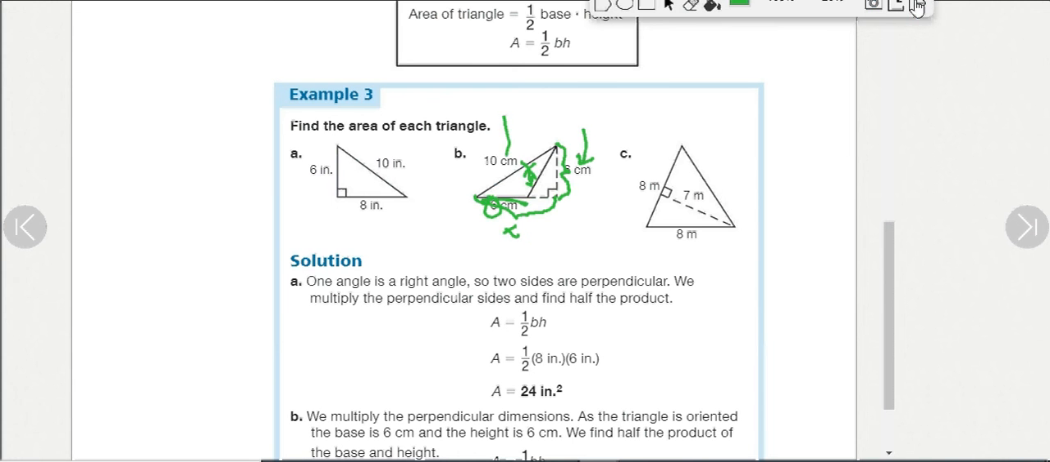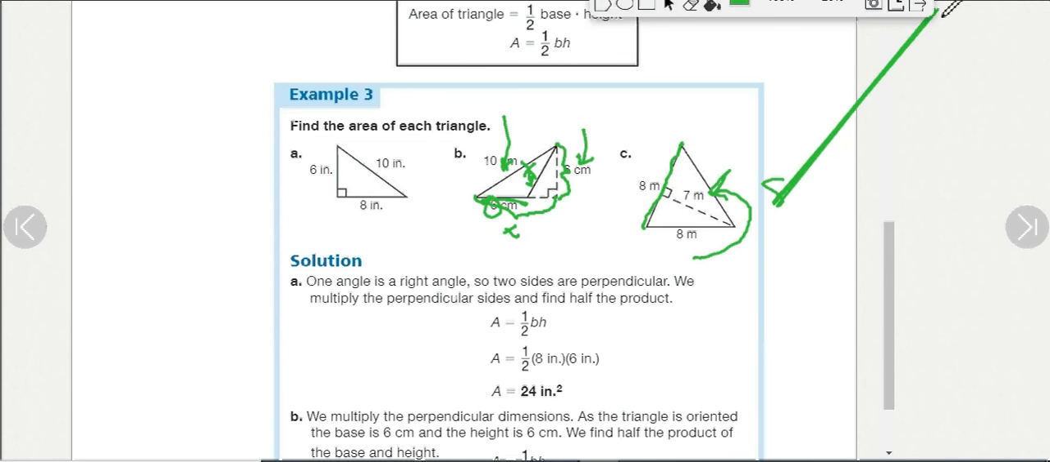And you don't use the hypotenuse for area at all, which is the slant. Use what's sitting on the ground. So over here, this one's turned, but that's the base right there, right? You need to turn that guy around so that we're looking at 8 times what? What's the height on this one?